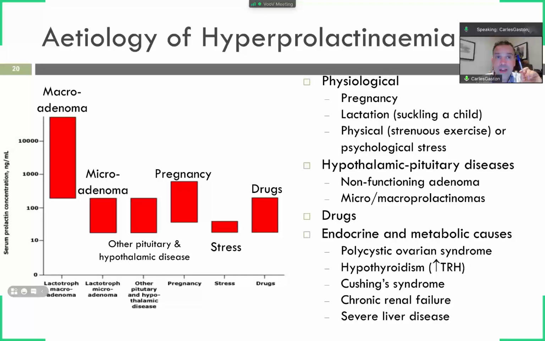through the negative feedback loop, increased thyroid releasing hormone. And remember, if we go to the slide of the other presentation of yesterday on the hypothalamic hormones, thyroid releasing hormone activates prolactin, right? So you need to start putting all this into a scheme, right? Because everything is connected. Also Cushing syndrome, chronic renal failure, and severe liver disease.